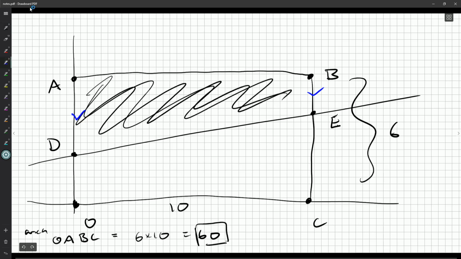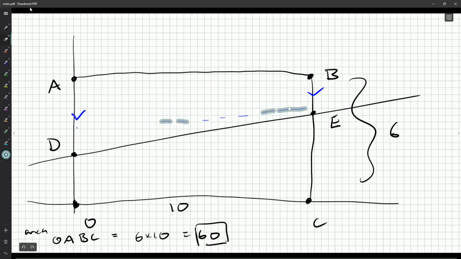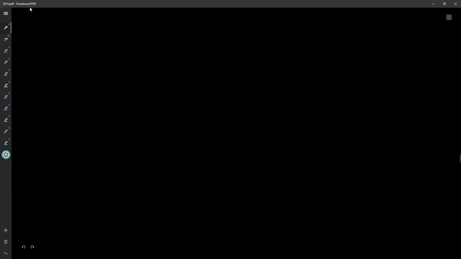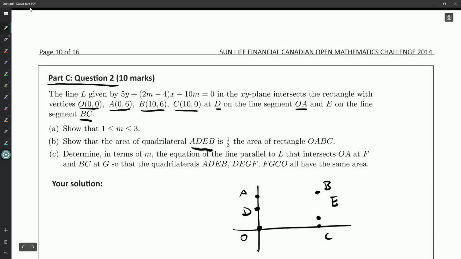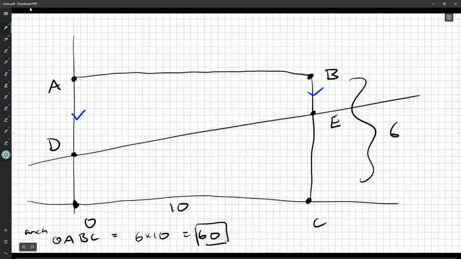Alternatively, I guess I could figure out which one's higher, E or D, and chop off this right-angle triangle here. But I don't want to have to figure out which one's bigger, E or D, because depending on the m value, that might actually change. And the way the question is phrased, it looks like no matter what m value we pick, we should get 1/3. Right? Yeah, 1/3. So really what I want to show is that this area here is 20, because 20 is 1/3 of 60.